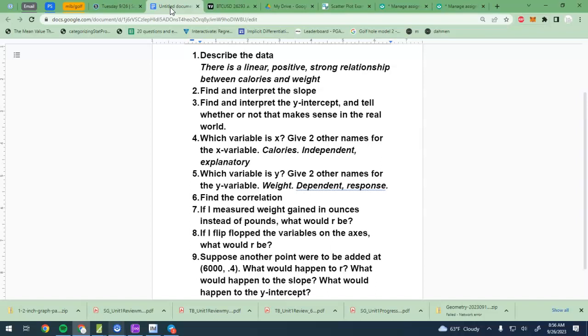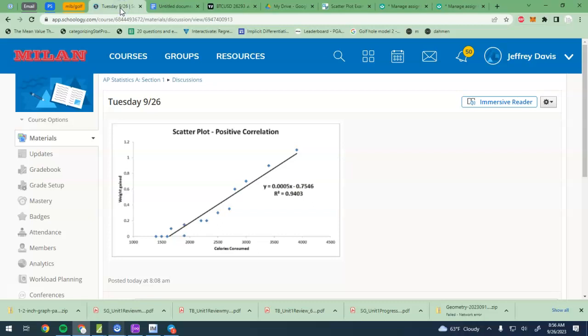If I flip-flop the variables on the axis, what would R be? It would be the exact same. Doesn't make any difference. The graph would kind of change. It would flip, so the line y equals x is on the other side. The lines would change, but the correlation would not.